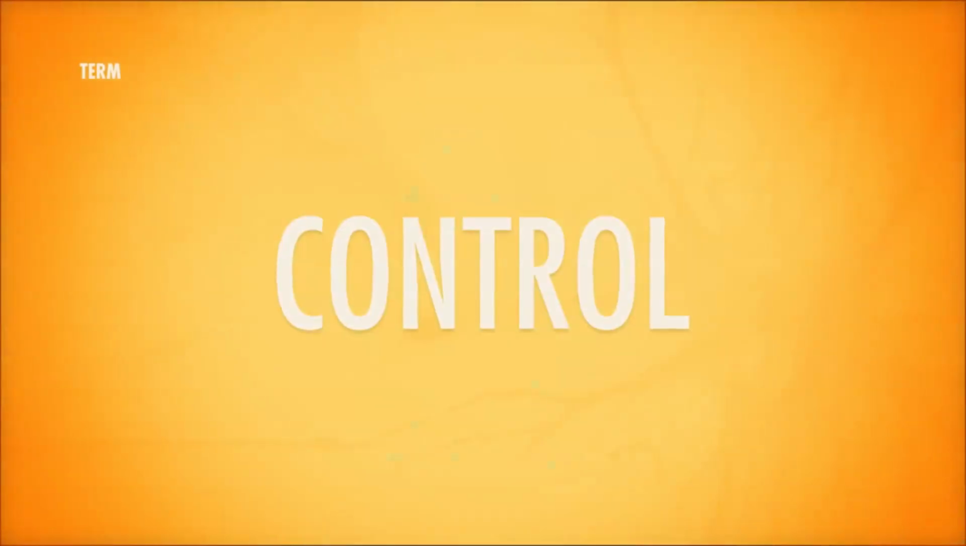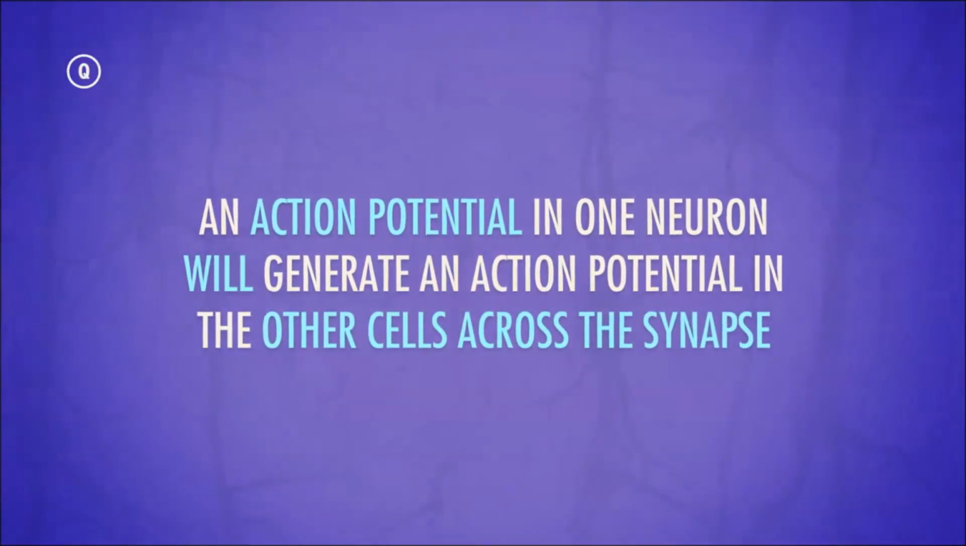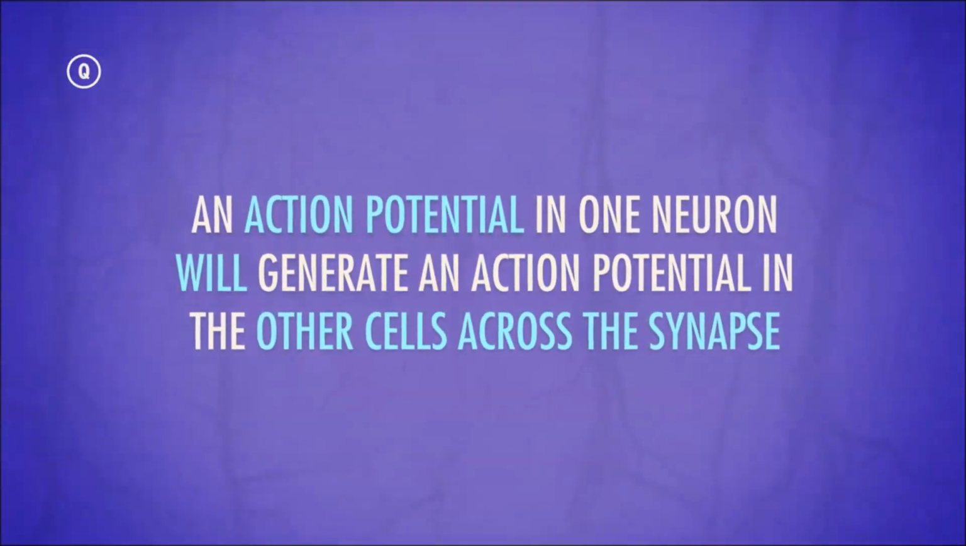This seems like a good system, so why aren't all of our synapses electrical? It's largely a matter of control. With such a direct connection between cells, an action potential in one neuron will generate an action potential in the other cells across the synapse. That's great in places like your heart, because you definitely don't want half a heartbeat.